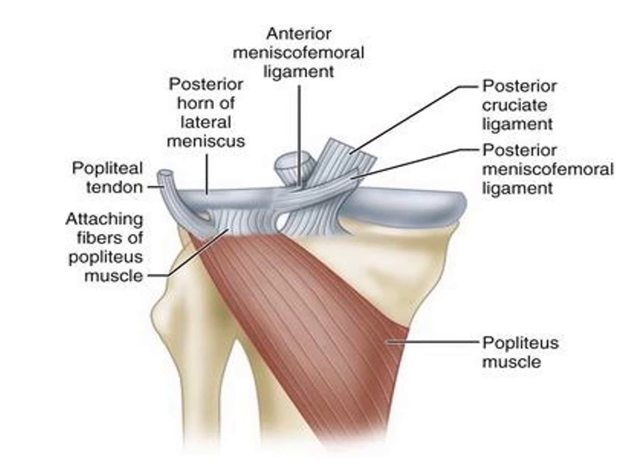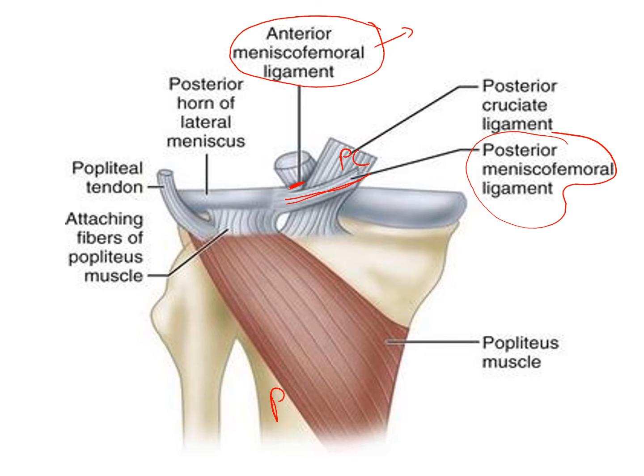So this diagram was to show that this is the posterior cruciate ligament, this is a posterior aspect. This is the posterior meniscofemoral ligament, this is the anterior meniscofemoral ligament. Anterior meniscofemoral ligament is also called the ligament of Humphrey. Posterior meniscofemoral ligament is also called the ligament of Wrisberg.